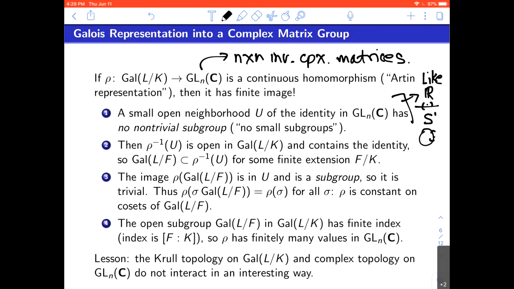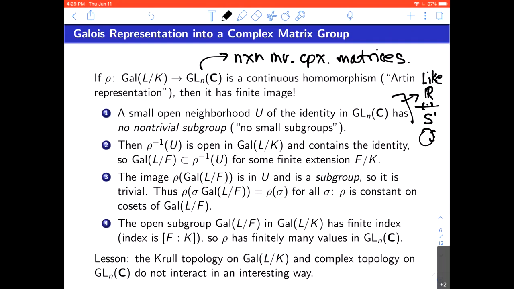But in Galois groups, the identity has a system of open shrinking neighborhoods that consist of actual subgroups, right? The subgroup fixing larger and larger finite extensions. And so there has to be a finite extension F inside the field extension L over K, where the automorphism is fixing F. It's an open neighborhood of the identity, for a suitably large F, that's got to be inside of the inverse image of U under rho.